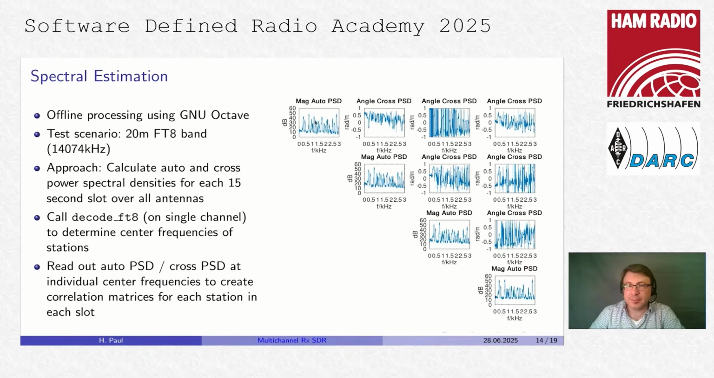And I plotted here the magnitude of the auto PSDs. So this is in dB, basically the spectrum you know from your SDR software. You can imagine it like that.